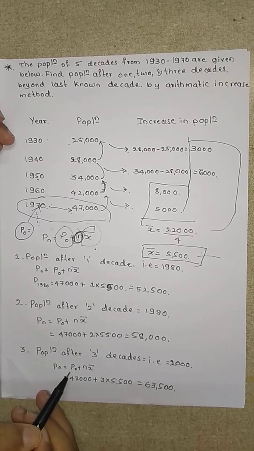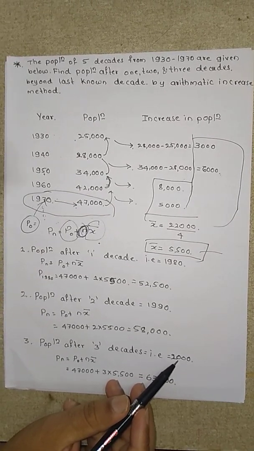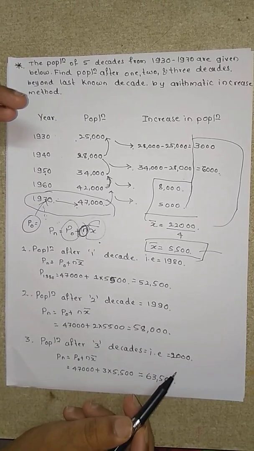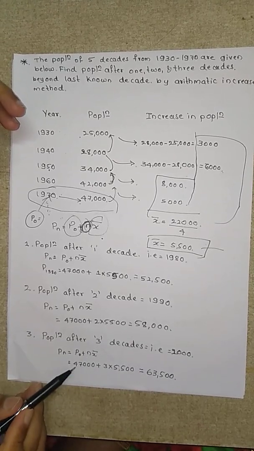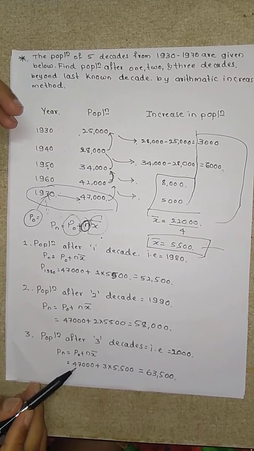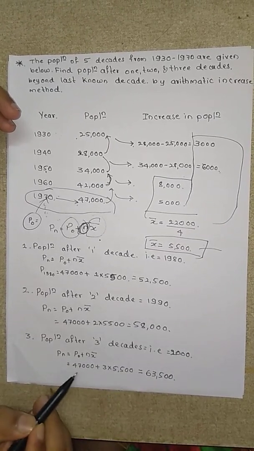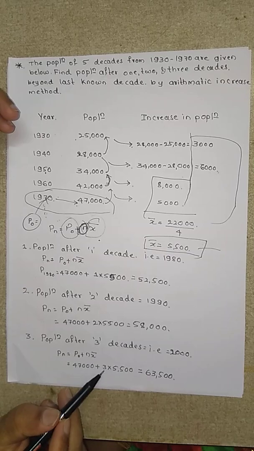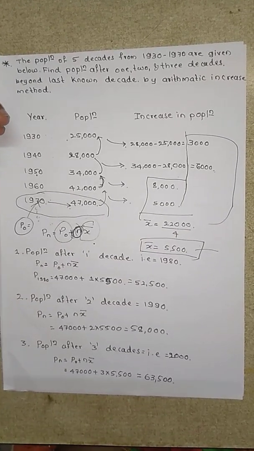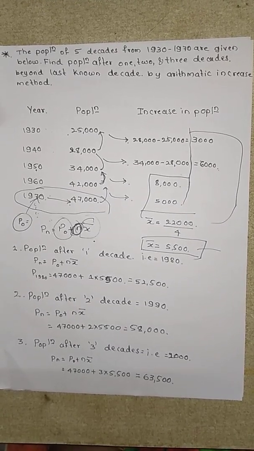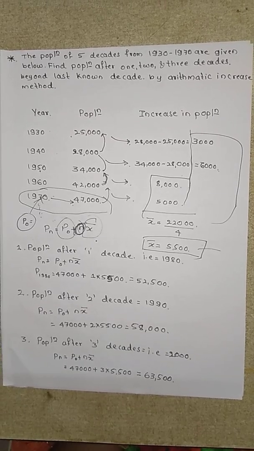Population after 3 decades, again N equal to 3. It will be in the year 2000: 1970 to 80, 80 to 90 is 2 decades, 90 to 2000 is 3 decades. So N will be 3. So what is the population in the year 2000, or after 3 decades after the known population? That is 47,000, that is P naught, plus N which is 3, times x bar, 5,500. So the population is 63,500 after the 3 decades after the last known population.